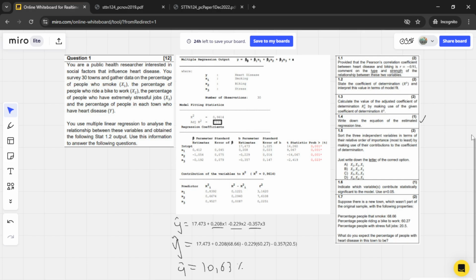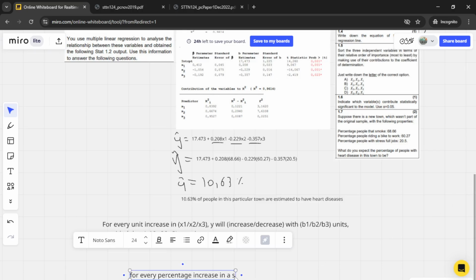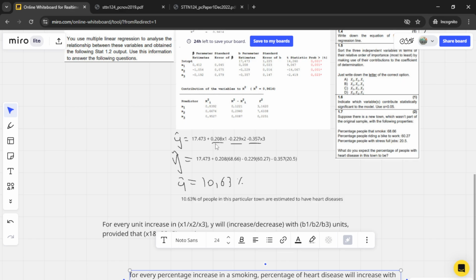Yes, smoking. So it's a percentage of people who smoke. For every percentage increase in smoking, what is y? Why is the heart disease? So the percentage of heart disease will increase. It will increase because the value of x1 is positive. Will increase with what? With 0.208%.